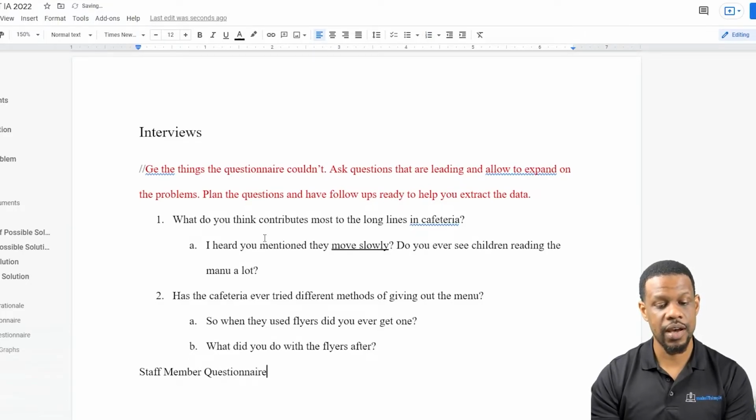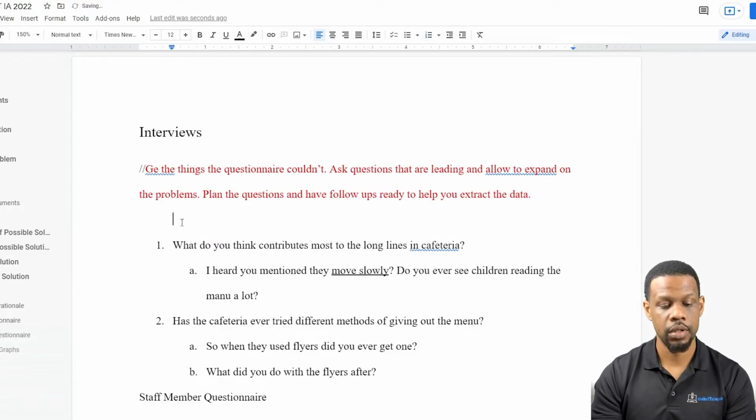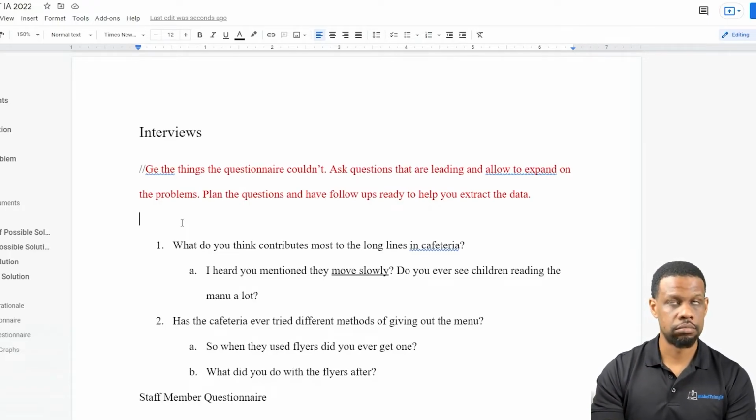Because remember, questionnaires don't have to be all that long. I mean, you don't need to have that large amount of people. You just need to have clear, in-depth data. So we could say this will be student questionnaire.